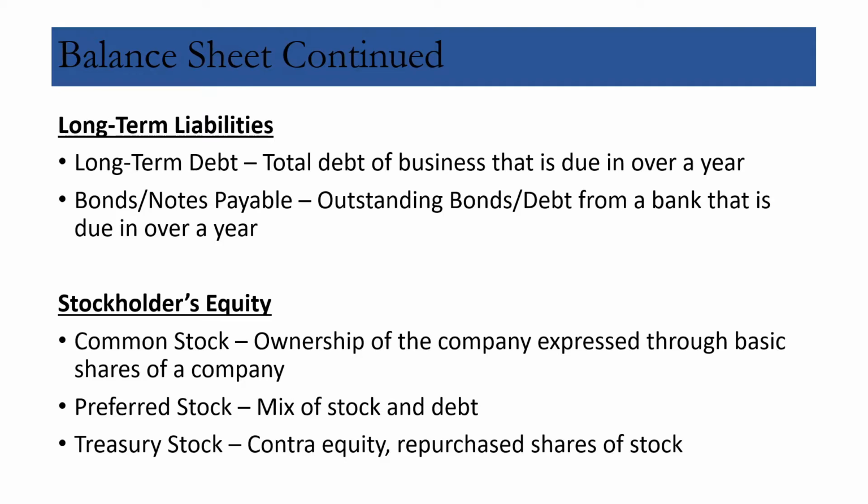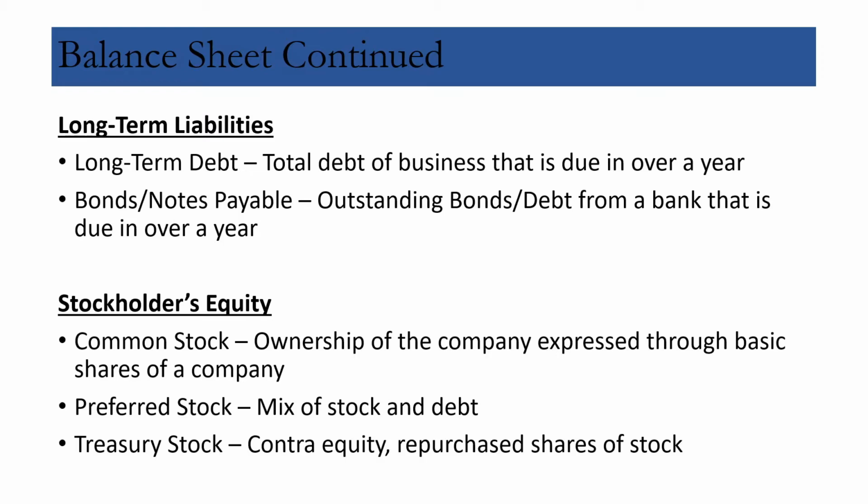Okay? And then we've got our stockholders' equity, and that's something like common stock, which is ownership of the company. You should definitely know what common stock is. There's preferred stock, which is kind of that mix of stock and debt, where you're not quite given ownership, but you're given priority in the event of liquidation over common stockholders. Don't really worry about that a whole lot yet. Just understand that preferred stock is part of equity, and it's kind of that mix of stock and debt.